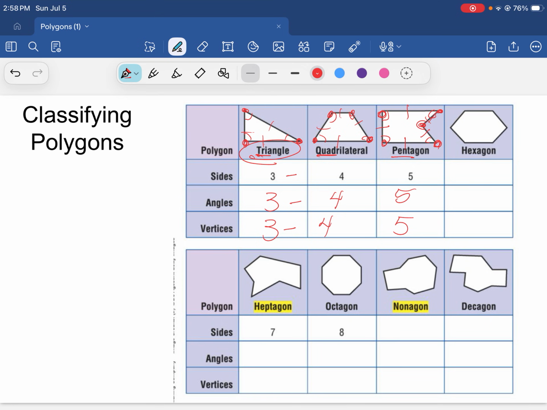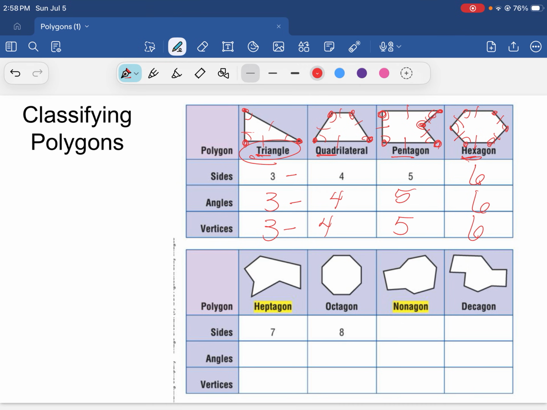The next shape is a hexagon. We can count its sides, angles, and vertices to see why it's called a hexagon. Here we go. We have 1, 2, 3, 4, 5, 6 sides. We have 1, 2, 3, 4, 5, 6 angles. And we have 6 vertices. So you guessed it, hexa means 6.